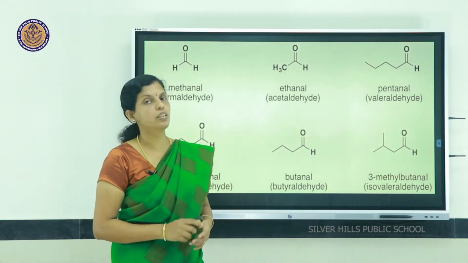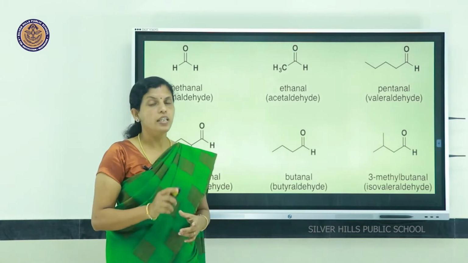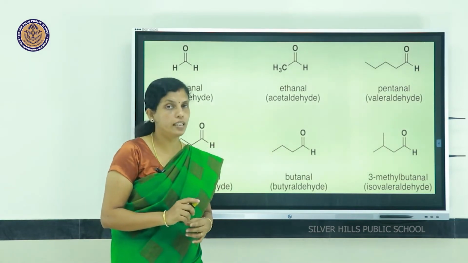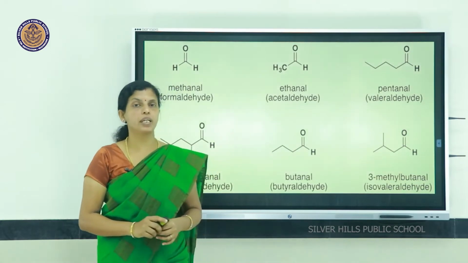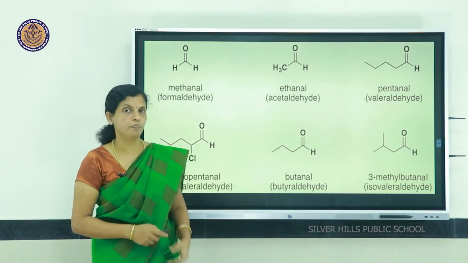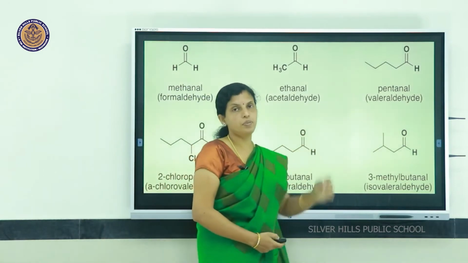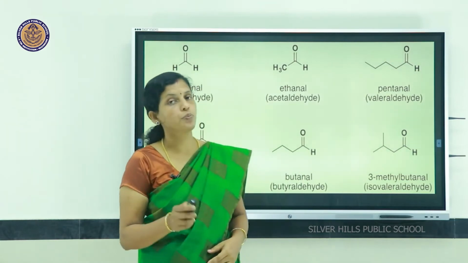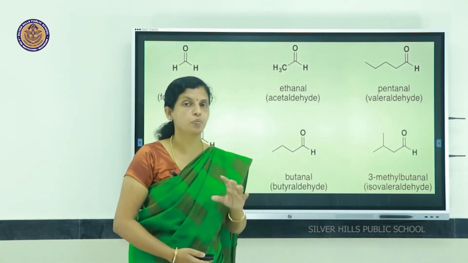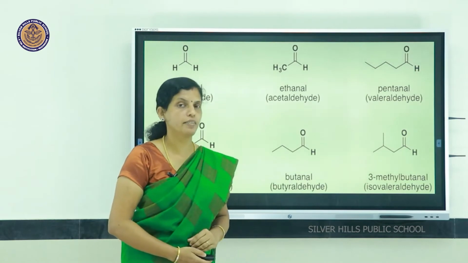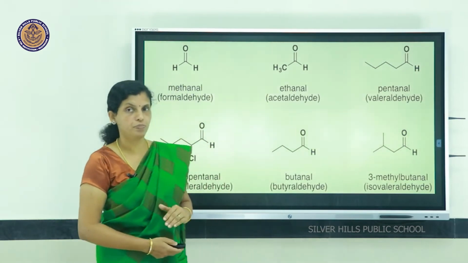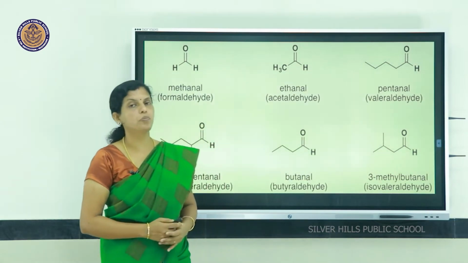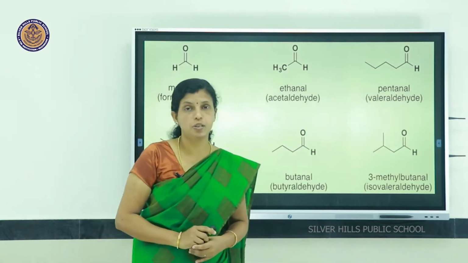There are two carbons in ethane. The e is replaced by the suffix al, so it becomes ethanal, and the common name of ethanal is acetaldehyde. Let us consider another example for aldehyde, CH3CH2CH2CH2CHO. That means it contains 5 carbons including the aldehyde group. So, it is called pentanal, and the common name of pentanal is valeraldehyde.